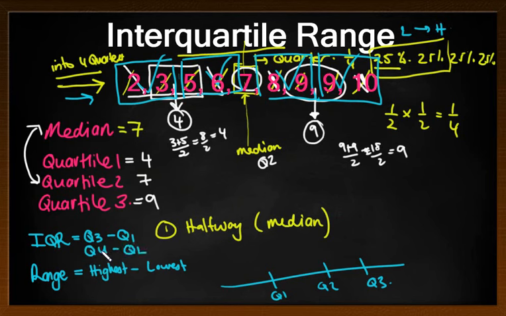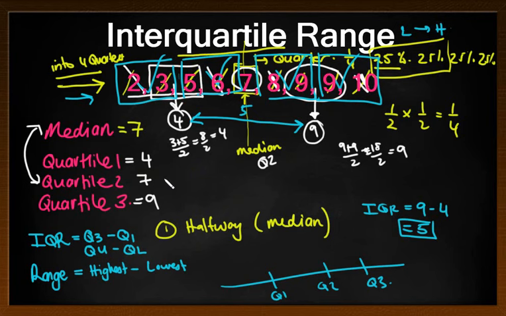There's different ways of saying that: the highest quartile minus the lowest quartile. In this case, that means our IQR equals 9 take away 4, which equals 5, which means that my quartiles range between 5 different numbers. That makes sense because look, 4, 5, 6, 7, 8, 9, that ranges by 5 numbers. You can see that spread there.